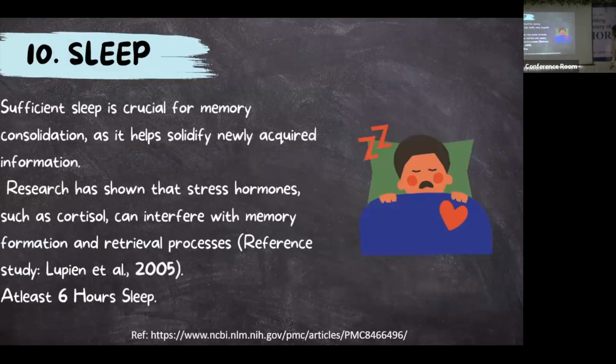Sleep. This is a reference for sleep: sufficient sleep is crucial for memory consolidation, as it helps solidify acquired knowledge and information. Research has shown that stress hormones such as cortisol can interfere with memory formation and retrieval processes. So we should sleep at least 6 hours. This is very important. Many students during their exam period sleep very little, so it becomes very difficult. We think that sleeping less and giving more time to study is the way, but this is not the way. At least we should sleep for 6 hours.